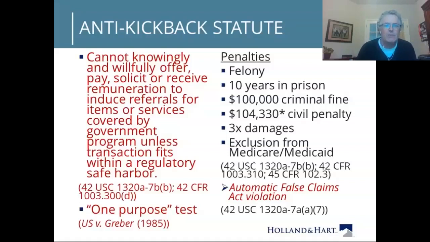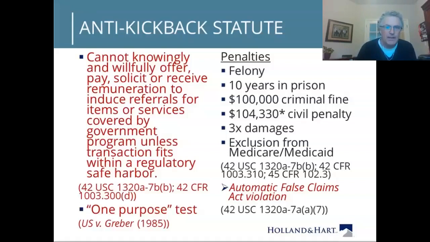The next is the federal anti-kickback statute. The anti-kickback statute says that you cannot knowingly and willfully offer, pay, solicit, or receive remuneration to induce referrals for items or services covered by government programs unless you've structured that transaction to fit within a regulatory safe harbor. The government doesn't want you offering kickbacks in order to generate referrals.